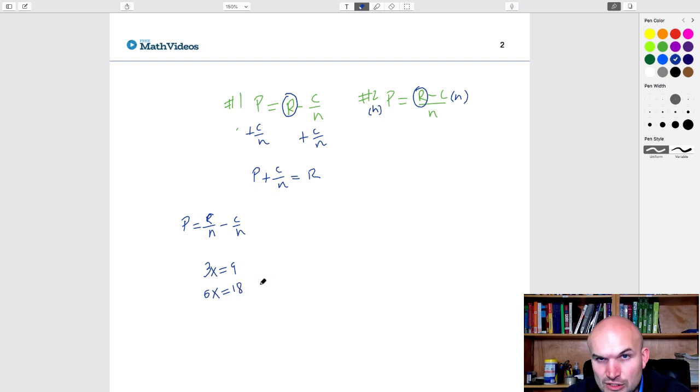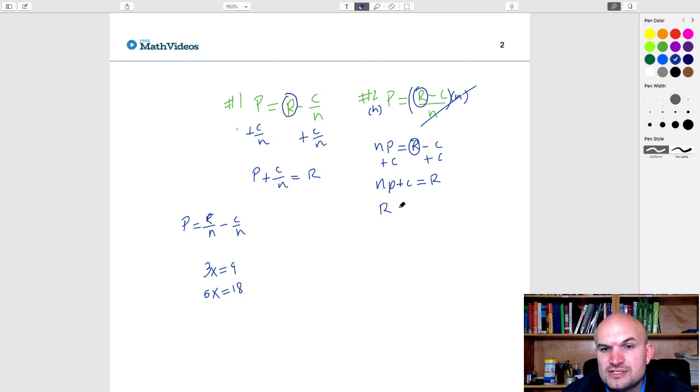The answer is still 3. So when I multiply by n, though, here the n's are now going to divide out, and I have np is equal to r minus c. Well, now my r, which is pinned, is being subtracted by c, so I'm just going to undo subtraction by adding on both sides. So I'd have np plus c is equal to r, and then I can just rewrite the r in front. R is equal to np plus c.